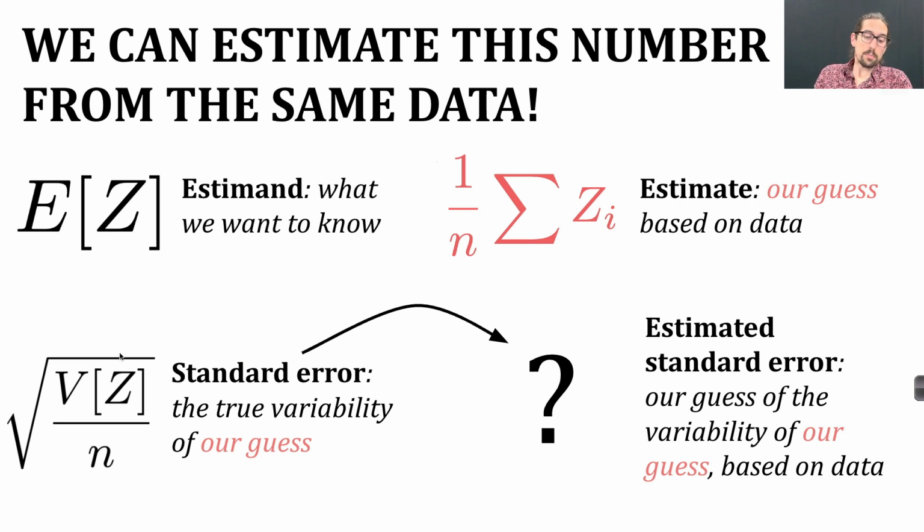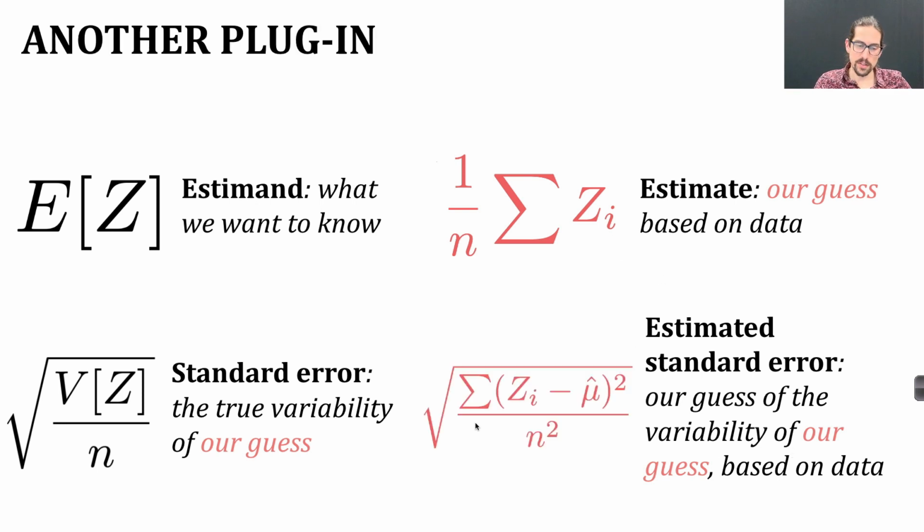Now, problem here, for those of you who are astute, it's subtle, but the problem here is that we actually don't know this number either. We don't know what the variance of z is in our population. This is another population quantity. So that's actually why it's here on this side of the slide and not on this side of the slide. So this is a number we also don't know. So what we need to do is guess what that is. So we need to estimate the standard error. That is our guess of the variability of our guess of what we care about based on the data.